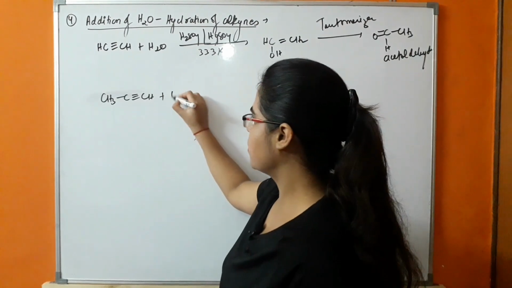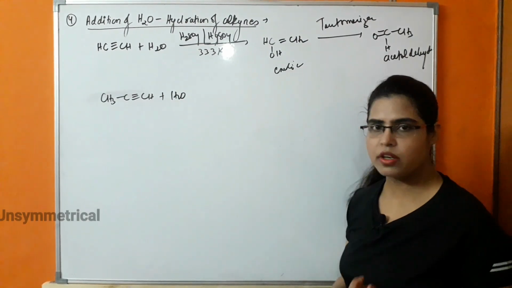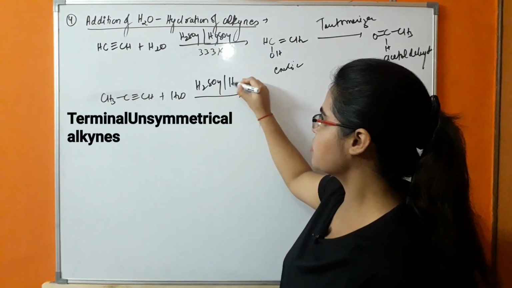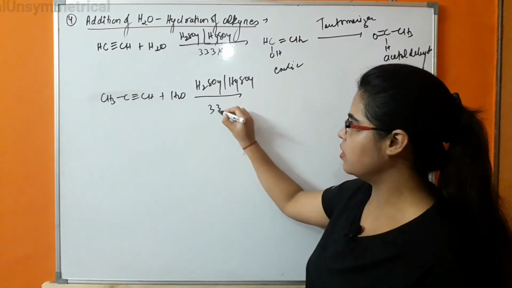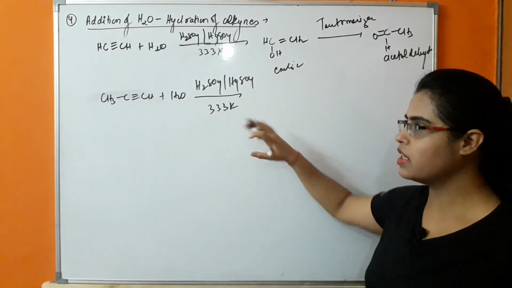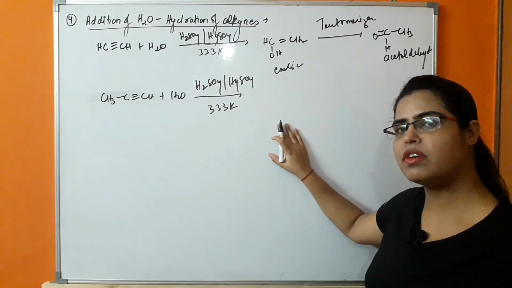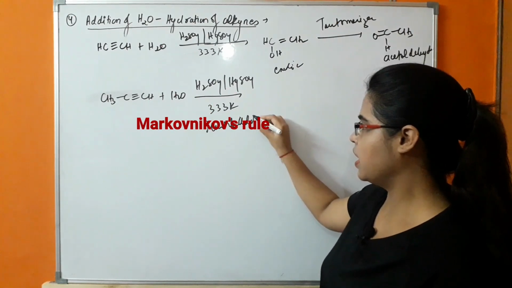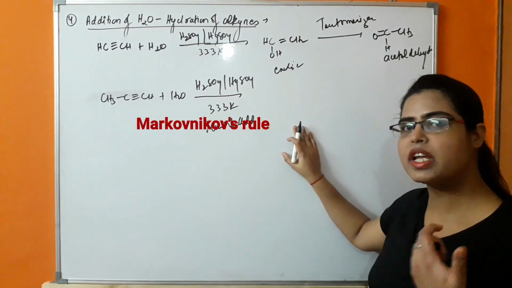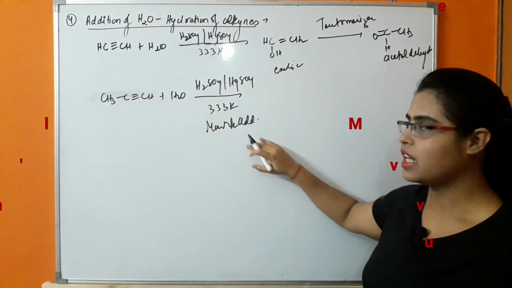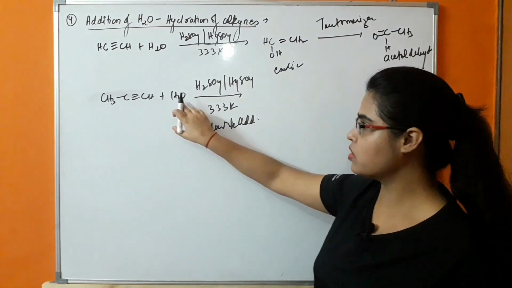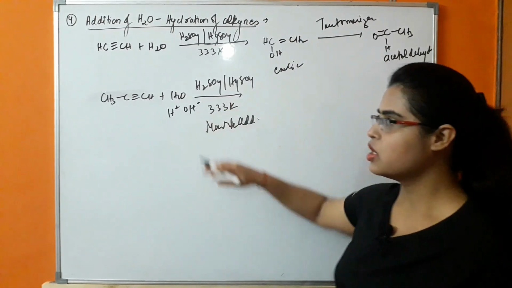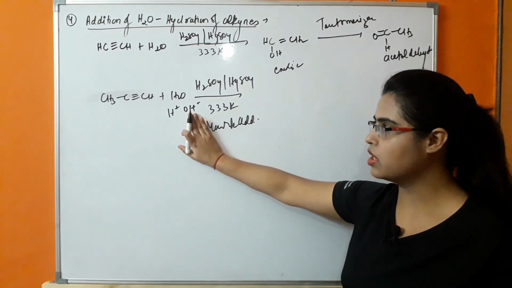So in this case, when the reaction is taking place with the water in the presence of reaction medium, that is H2SO4, in the presence of catalyst HgSO4, 333 Kelvin. So in the case of unsymmetrical terminal alkynes, the reaction will take place by the Markovnikov addition. It means this reaction will follow Markovnikov's rule. So in this case what will happen? In the case of unsymmetrical reagent, because this H2O will ionize to H plus and OH minus, so it is having one electrophile and one nucleophile.